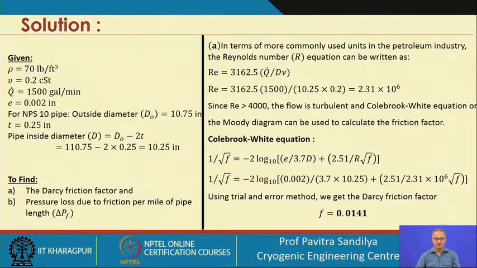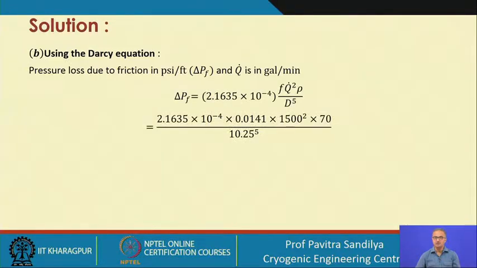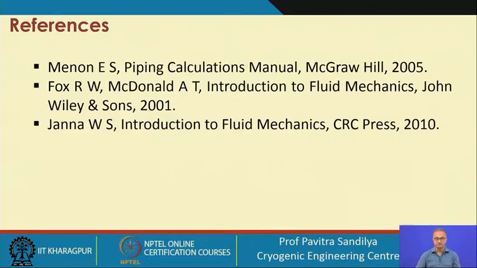Okay. So, this is the first part of the question, and in the second part of the question we have to find out the pressure drop. So, we again go back to Darcy's equation, we plug in the values of all the data required in this particular expression, and we get, in terms of per unit length, this delta PF. For the 500 feet pipeline we multiply this with this value and we get the total pressure drop due to friction.